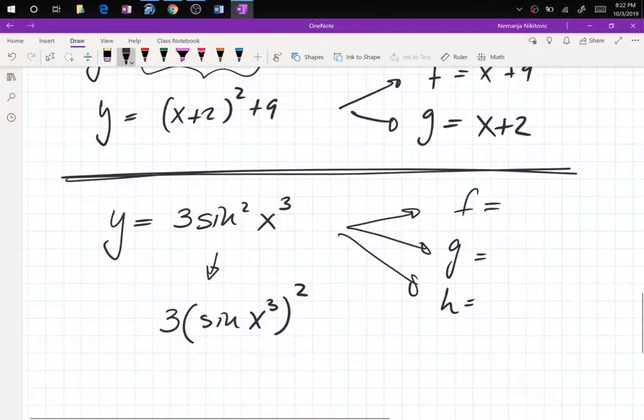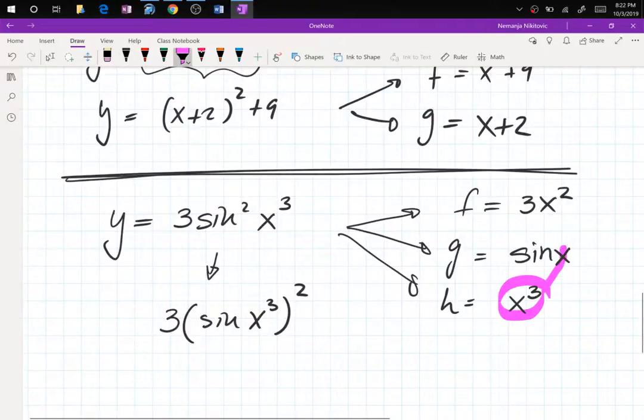So now, what is the boss function? The one that is the outer layer of onion, the one that you actually see. 3x squared, nice. 3x squared is the outer layer. Now, layer in is sine x, beautiful. And then the most inner, x cubed. So now, this x cubed goes there, then all of this goes there, and you get an inverted snowman.